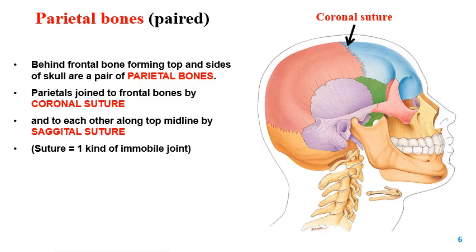Okay. So here is the frontal bone, and here is your coronal suture. Okay, and the coronal suture is going to be between your frontal bone and your parietal bones. So you have two parietal bones, one on each side. The parietal bones are going to join each other at the back of your head by that sagittal suture.